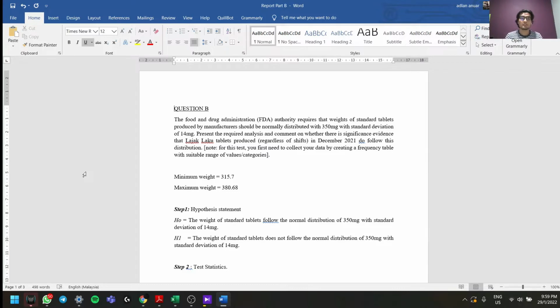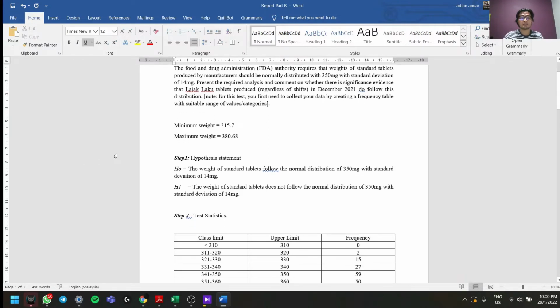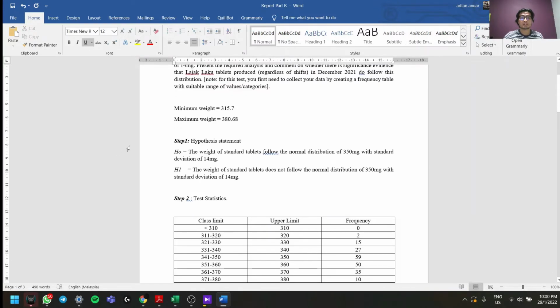The Food and Drug Administration (FDA) requires that the weight of a standard tablet produced by manufacturers should be normally distributed with a mean of 350 mg and a standard deviation of 14 mg. Present the required analysis and comment on whether there is significant evidence that the Lajak Kurih tablets produced regardless of shift in December 2021 follow this distribution. From the data in Excel given, the minimum weight is 315.7 and the maximum is 380.68.